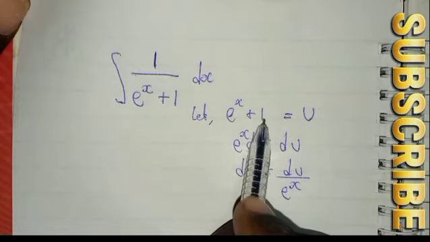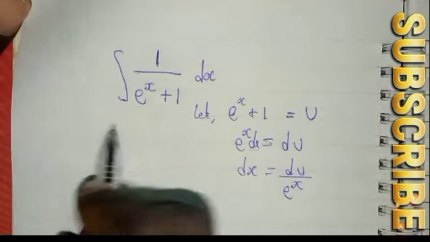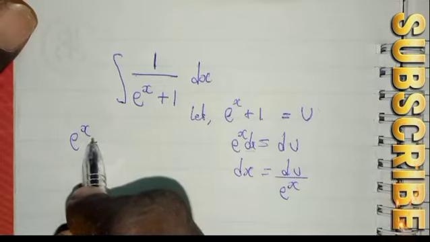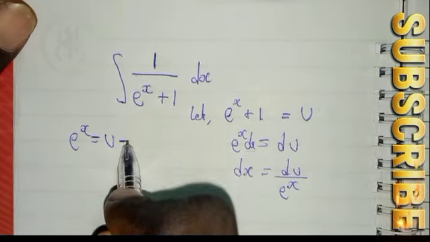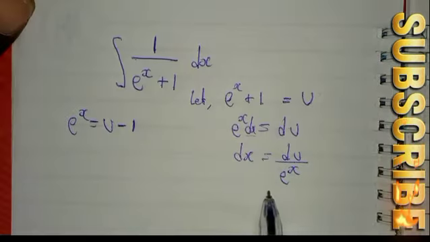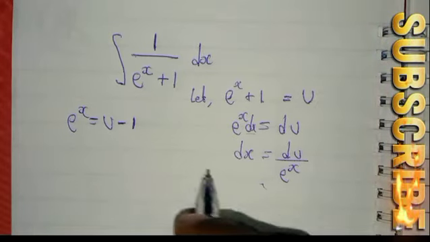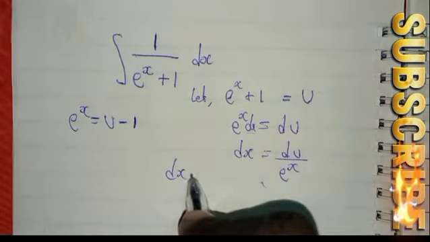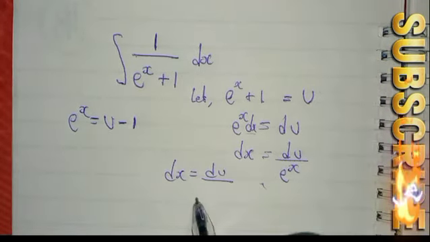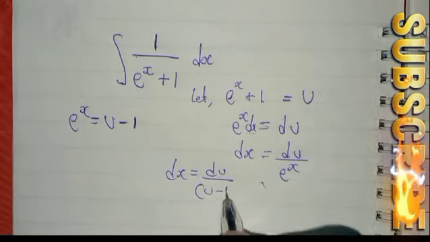Now, also from this, let's make e raised to the power of x the subject. So we have e raised to the power of x is equal to u minus 1. So now we can make the substitution here by saying dx is equal to du over e raised to the power of x, which is u minus 1.